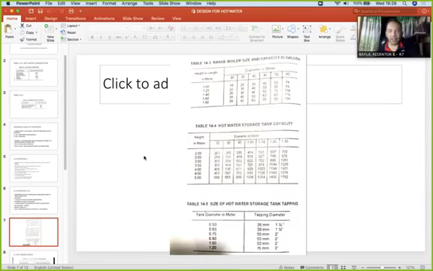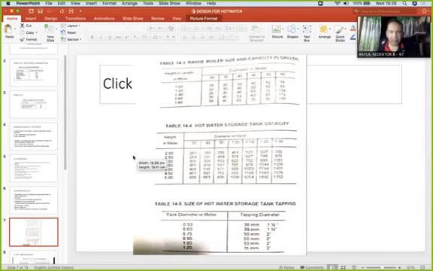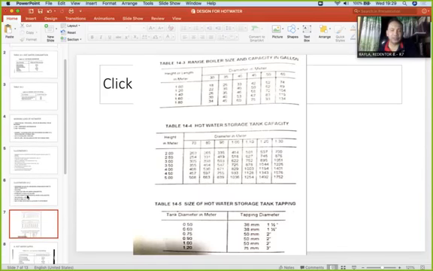So these are the table that is not clear, but we can do it up. We have the table 14. This is also under Pardo's book, no? Table 14 industry, table 14 hot water storage tank, and size of hot water storage tank topping. So anyway, you will be given a table. Don't worry in your board exam.